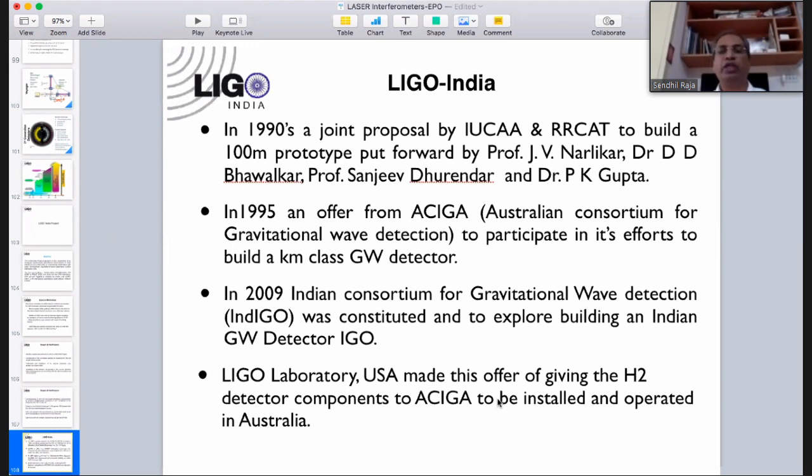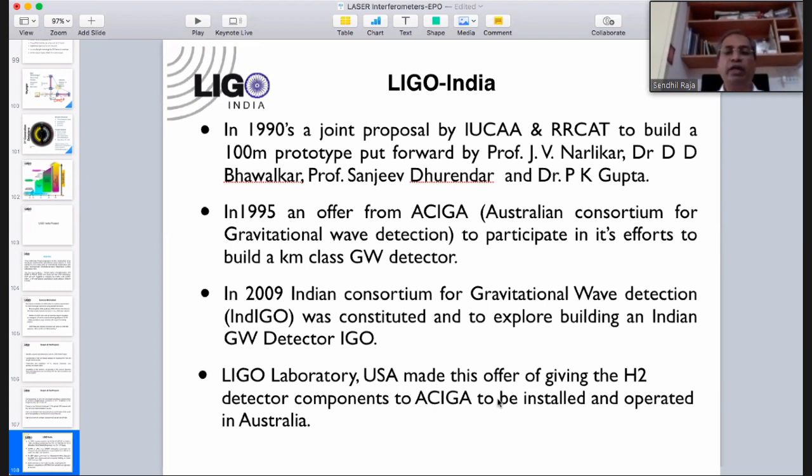A little bit of history. LIGO-India is probably the 3rd attempt, or probably the 4th attempt, at building a gravitational wave detector in India. As early as 1990, IUCAA and RRCAT, under the leadership of Dr. Nalikar and the founding director of RRCAT, Dr. Bhalkar, including Professor Sanjeev Dhurandhar and Dr. P.K. Gupta, put together a proposal to build a 100-meter prototype to start some activities. Unfortunately, this didn't get funded at that time because of technology limitations.